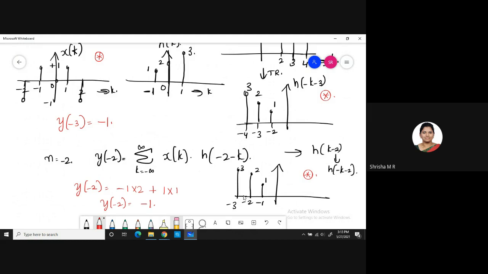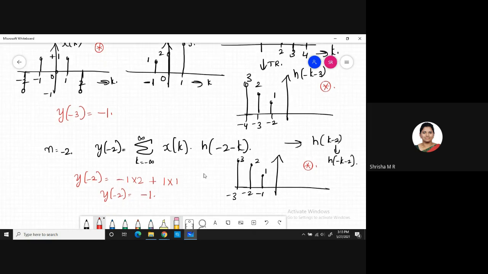Got it? It's clear? Check the overlapping space, okay, and multiply these two. This and this. So where are they overlapping? You have to multiply at each instant. At -2, here you have -1. Here at -2, you have 2. So -1 into 2 plus at -1 also it's overlapping. 1 into 1. So -2 plus 1 is -1. It's clear? It is clear, guys? Yes, ma'am.